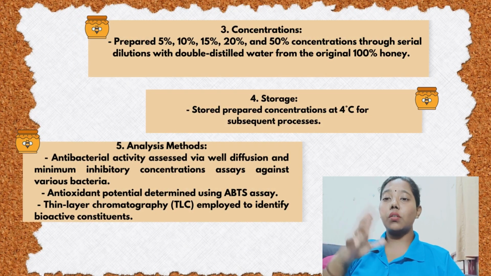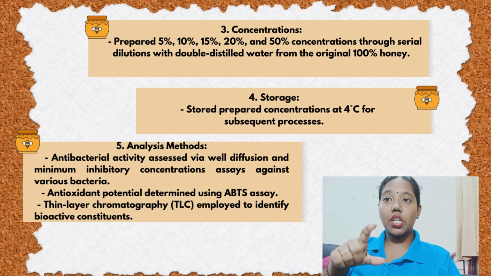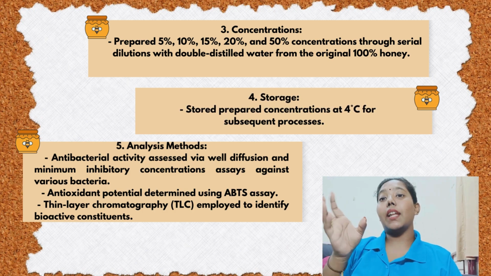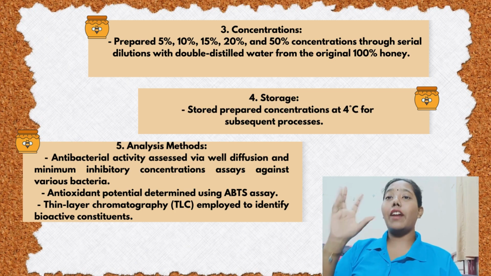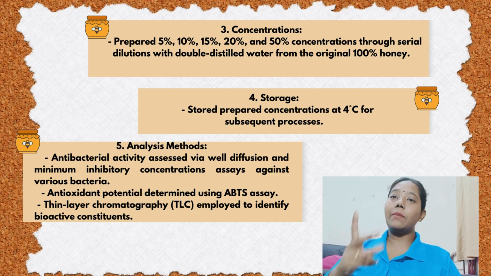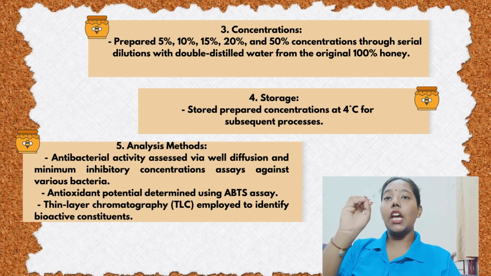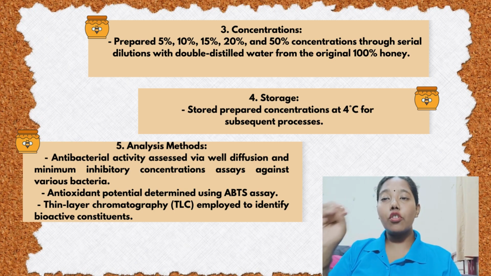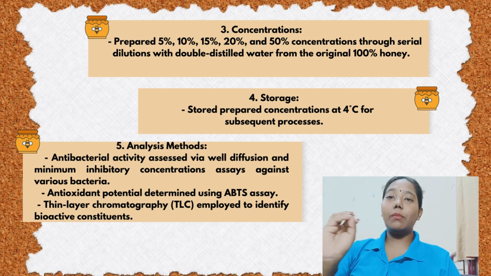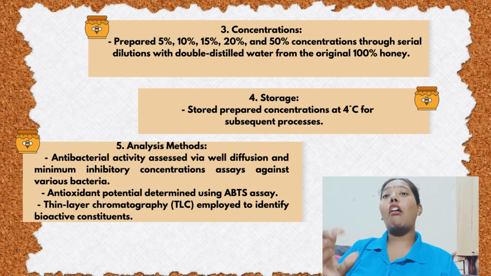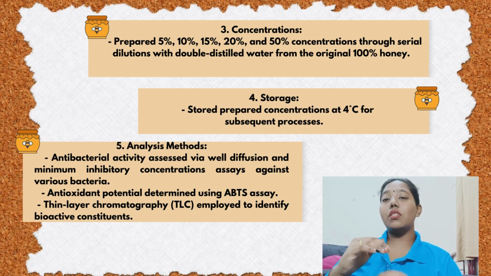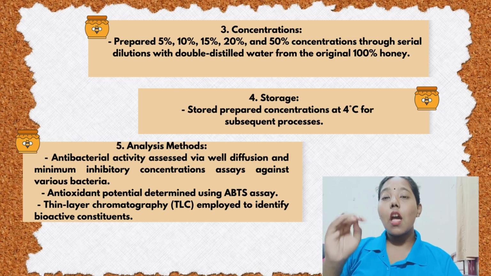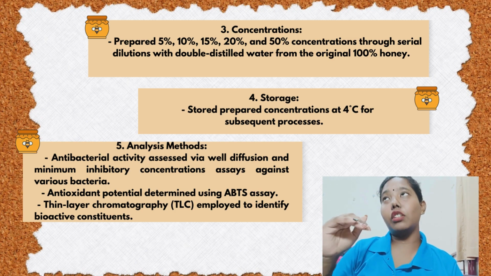First of all, I would like to talk about the concentration levels that they analyzed. They prepared different concentrations of honey samples. These included 5%, 15%, 20%, and 50%, achieved through serial dilution of the original 100% honey with double distilled water. For the storage, to preserve the integrity of the prepared concentrations, they stored them at a controlled temperature of 4 degrees Celsius, providing a stable environment for further processing.